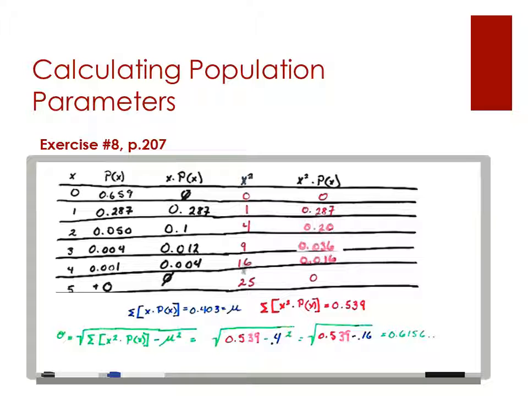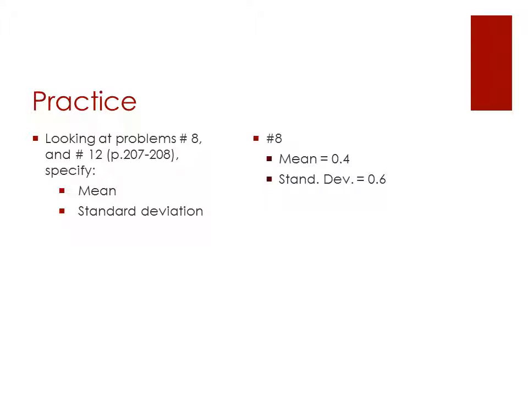Right, you should have got something like this. So when you're looking for your standard deviation, you should have gotten 0.6156. Remember, our rounding rule applies here as well for using one decimal point beyond the specificity. So that means our standard deviation is going to be 0.6.